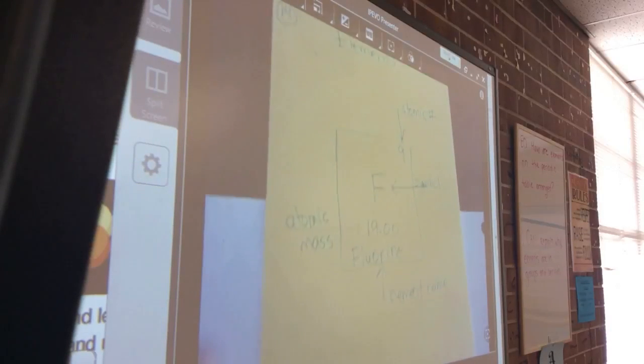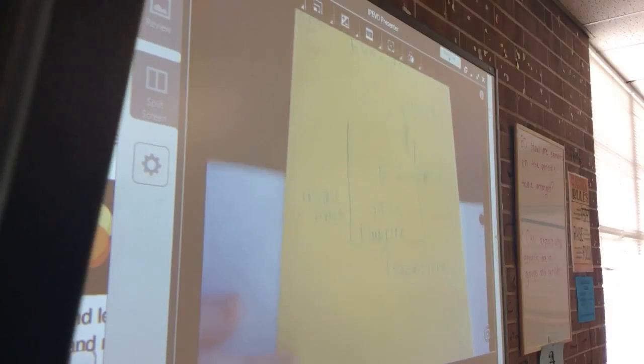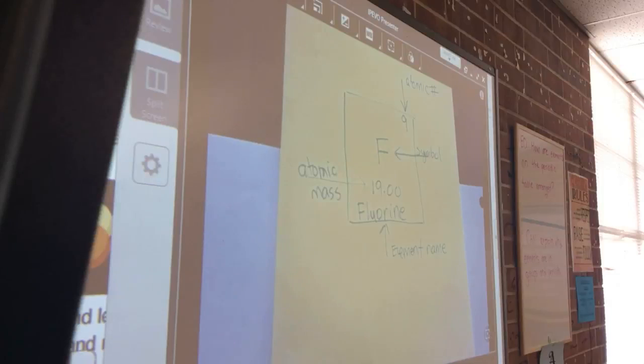Now on EOG's benchmarks, test makers love to give you an element, not even this whole information, they may give you cesium. And they'll say, all right, what is all the information you have for cesium, including the subatomic particles? You should be able to go to a periodic table and go, okay, cesium, atomic symbol is Cs, atomic number is 55, atomic mass is, you should be able to say all that, and you should be able to give the subatomic particles. How many protons does it have? How many electrons does it have? How many neutrons does it have? And I am going to give you an acronym to help you remember how to find that information.